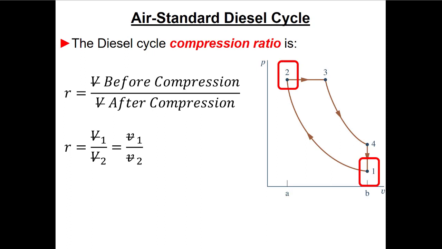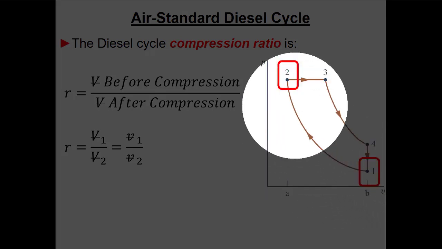So, in the Otto cycle, we only had one compression ratio, right? And that was defined by the volume before compression, that's the biggest volume, divided by the volume after compression, which is the smallest volume. So that's still the case for diesel cycles. We still have a compression ratio that's based on the volume ratio as we go from state 1 to state 2.